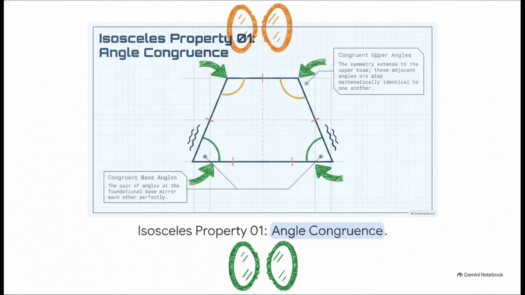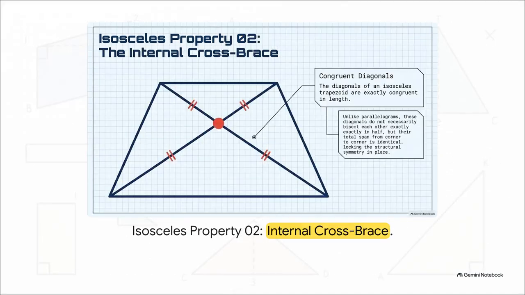Why does this happen? Well, because the symmetrical legs tilt inward at the exact same rate. It forces the pair of base angles at the floor to be mathematically identical, and the upper angles at the ceiling to be exactly identical too. To summarize this first property, the symmetry literally guarantees that angles adjacent to the same base will always mirror each other perfectly.